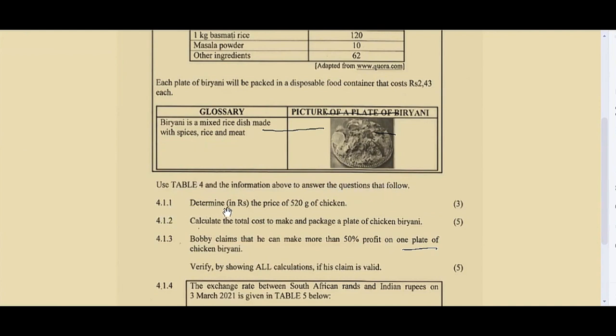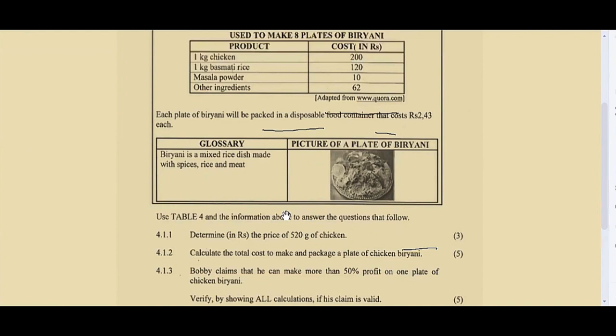Then 4.1.1 says determine in rupees the price of 520 grams of chicken. But then when we go up there, note that we are given 1 kg of chicken costs 200 rupees. So we are given in kgs, and the one that we are supposed to determine the price of is given in grams, so the first thing we have to do is convert this into kilograms. So we have 520 grams, which we convert to kilograms by dividing by 1,000. This will give us 0.52 kg.